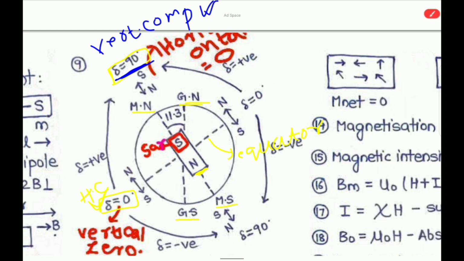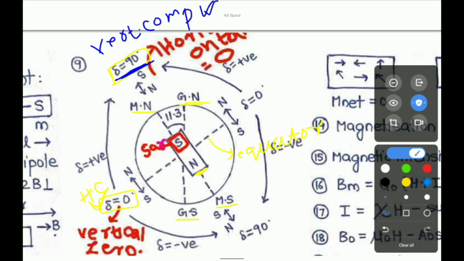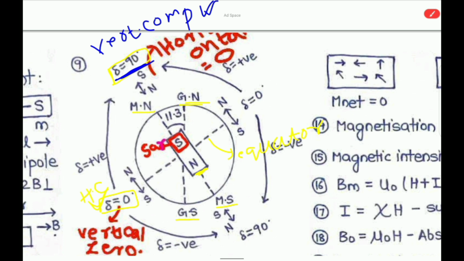As we move from equator towards pole, angle of dip increases. That is positive angle of dip as we move upwards, and downwards it is negative. Basic question will be, what is angle of dip at the equatorial point? It is 0. What is angle of dip at pole? It is 90 degree. Basic question.